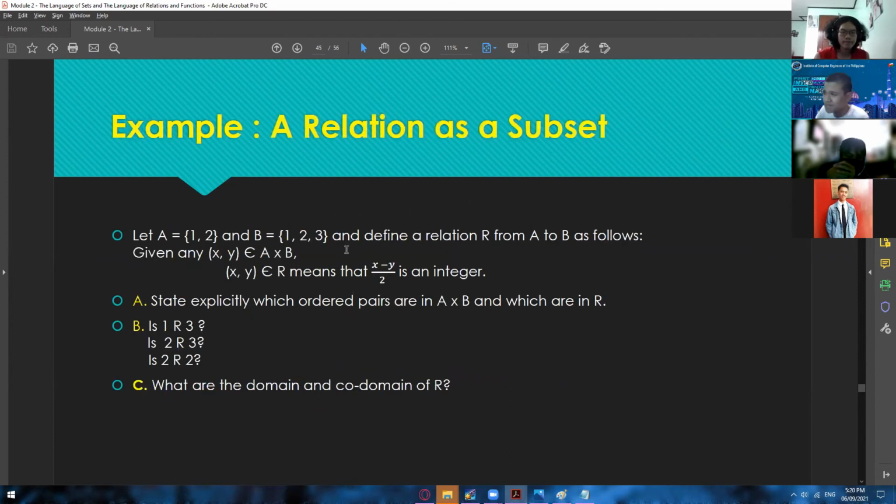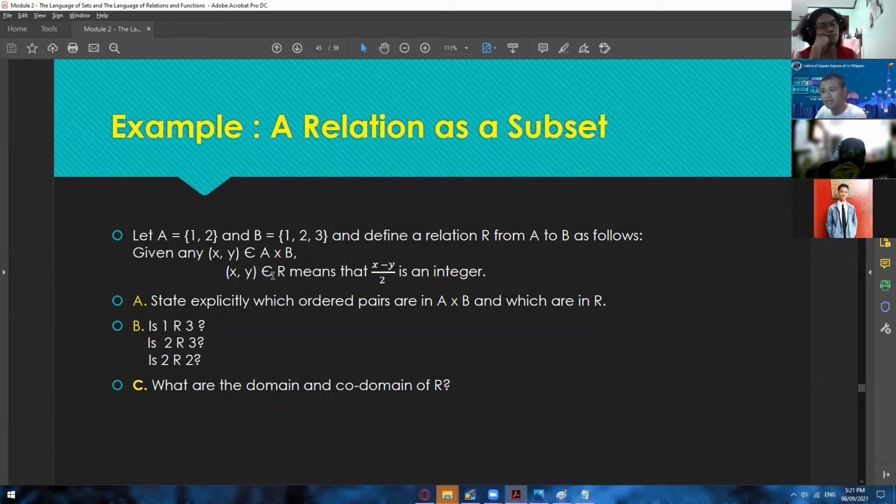Anyway, let's have an example. A relation as a subset. We have set A as 1 and 2, and set B as 1, 2, and 3, and we define a relation R from A to B as follows. Given any x, y that is an element of A times B, you must get all of the ordered pairs first, because we can only say that they are in relation if they were able to meet this condition. So you have to list all of the ordered pairs first, and then substitute the values of x and y in this condition.